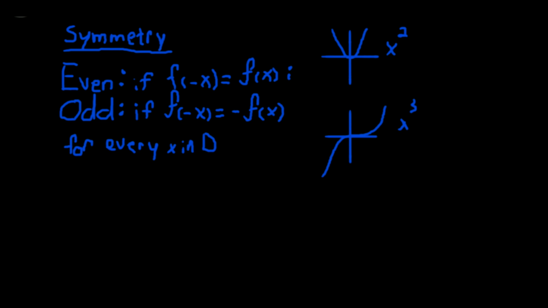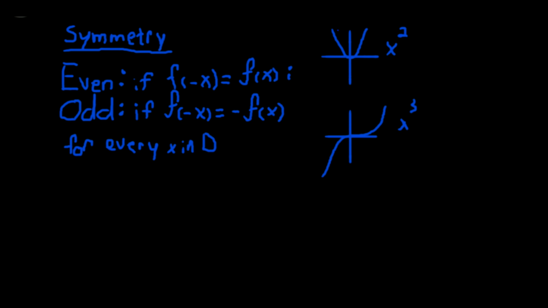And so even functions are if f of negative x equals f of x, then that would be an even function, and I'll explain that in a minute. Odd functions, if f of negative x equals negative f of x, and that is for every x in D, which is our domain, remember?